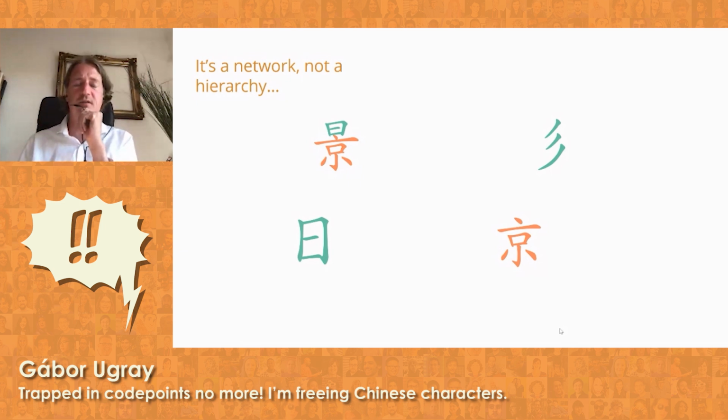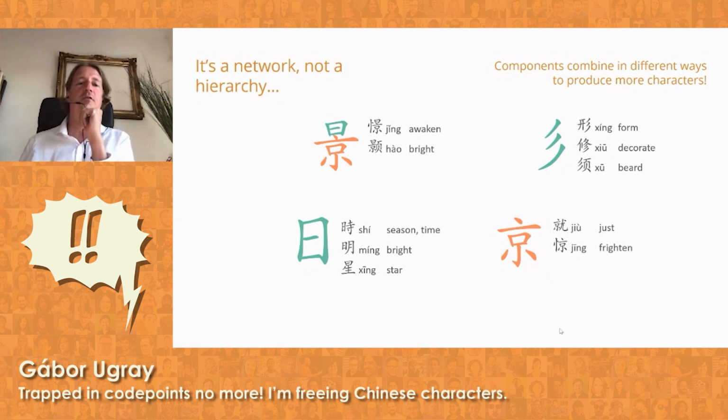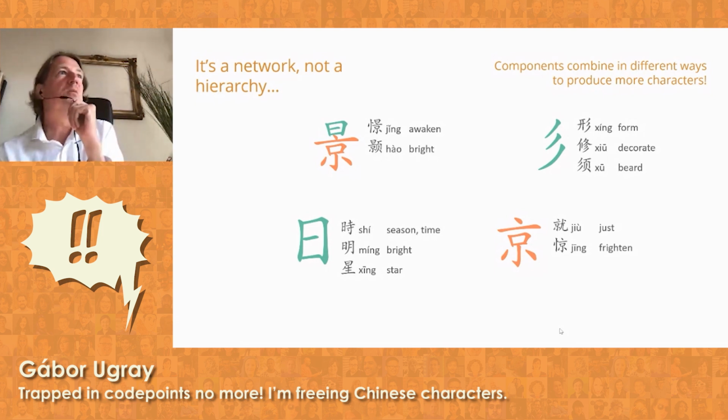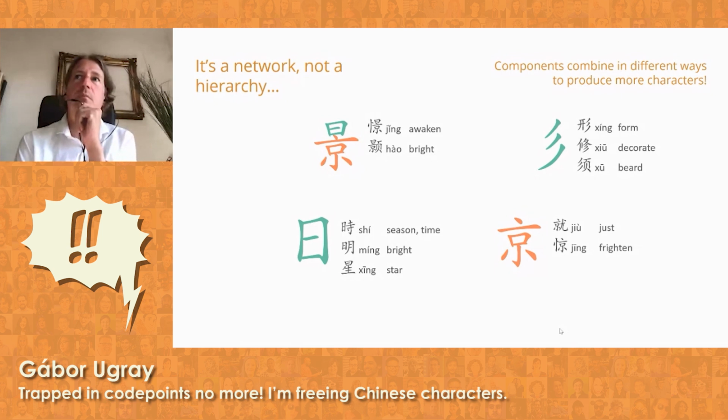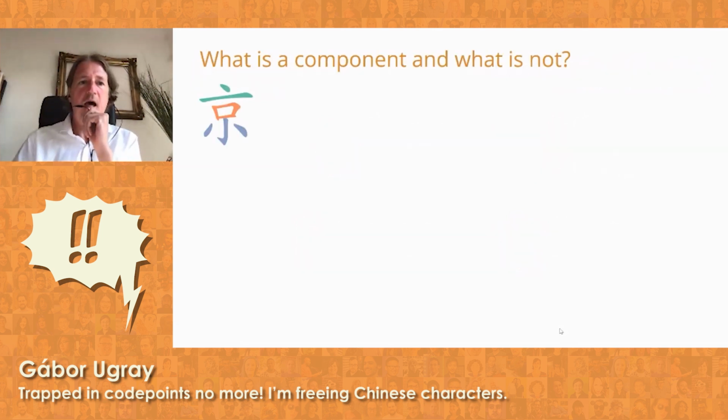So I hid everything else now and just left these components because they combine with other elements of the script in multiple different ways to generate a whole bunch of other characters. Here I gave a couple of examples for all 4 of these shapes. And this is how, using basically a few hundred basic components, the Chinese script is able to generate the thousands of characters that you need to master the writing system. Now, it might sound very straightforward, but things do get tricky.